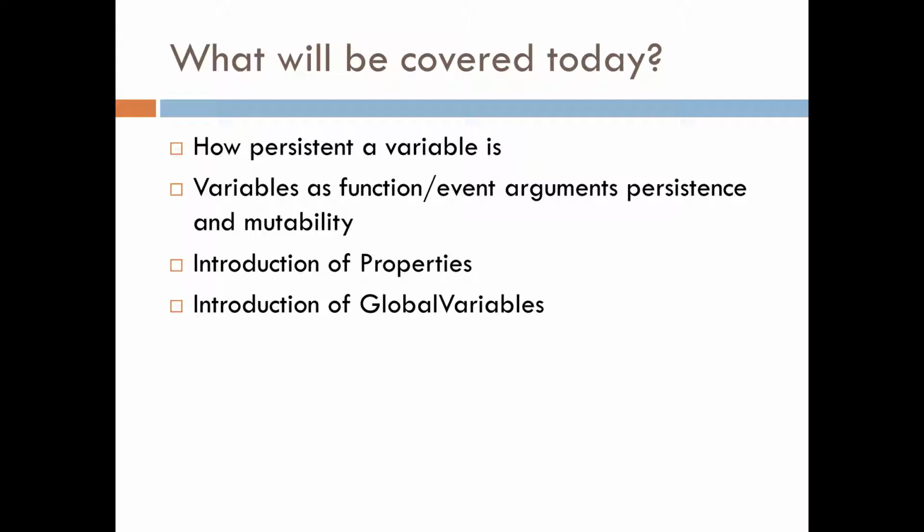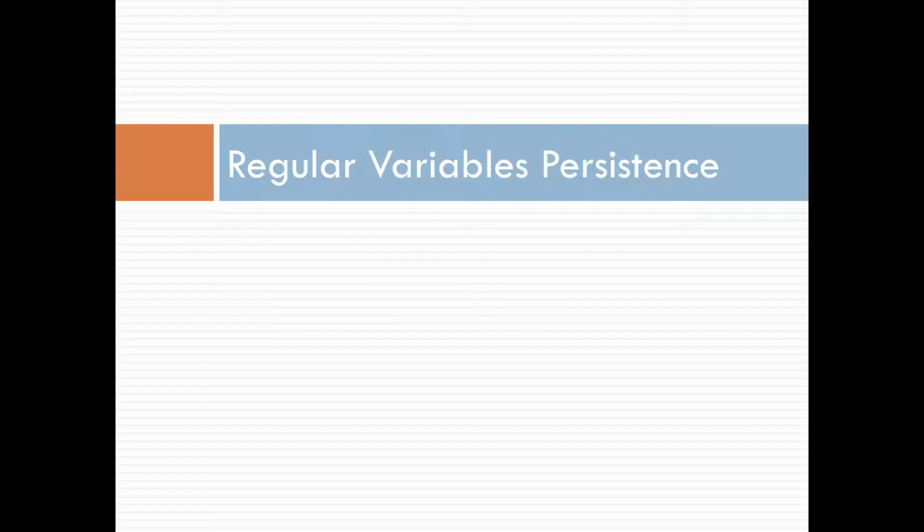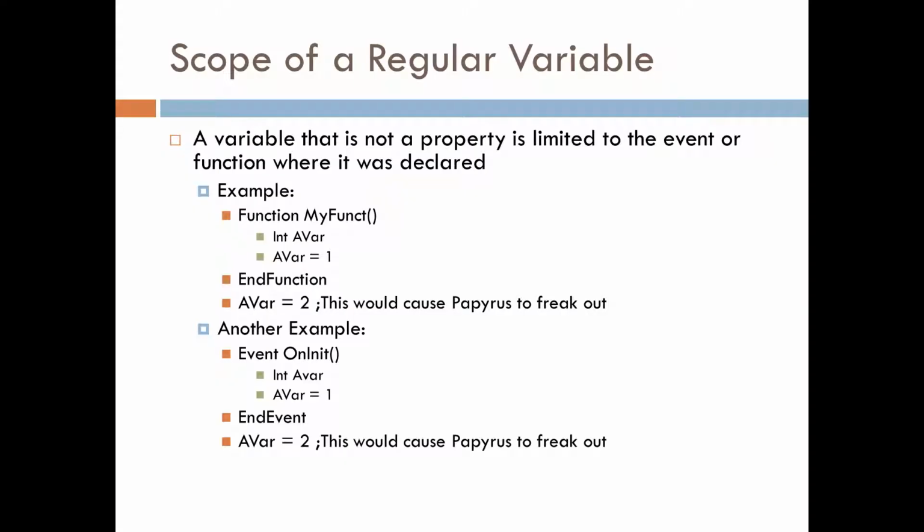That's what mutability means here in this case. And then we're going to introduce properties because they're tied to variable scope, and global variables, that's also tied to variable scope. So let's go into regular variable persistence real quick.